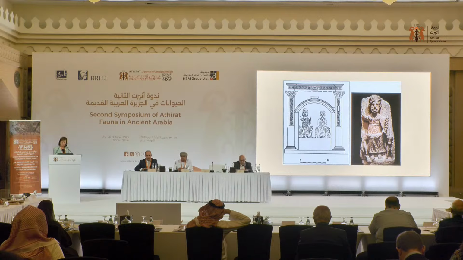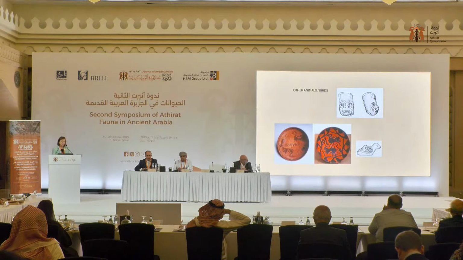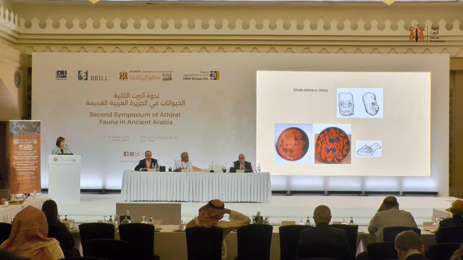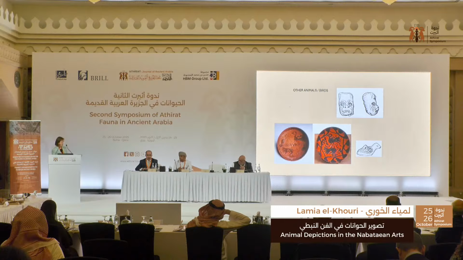What else? We have also other animals, and among them, some of the animals were depicted as a terracotta figurine, like this monkey, and in the bottom we see also a dove, and we also see some birds painted on the Nabatean pottery. And actually, I can't talk more because I have no time.